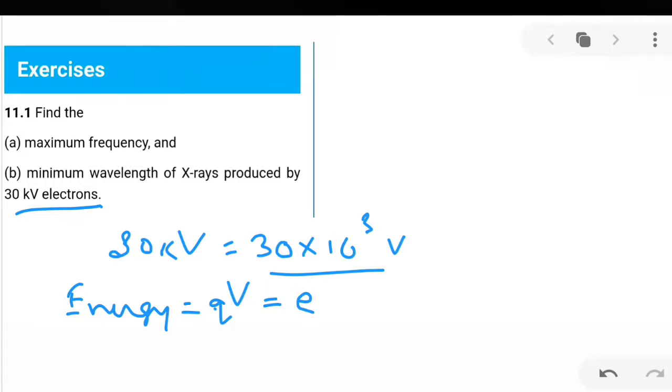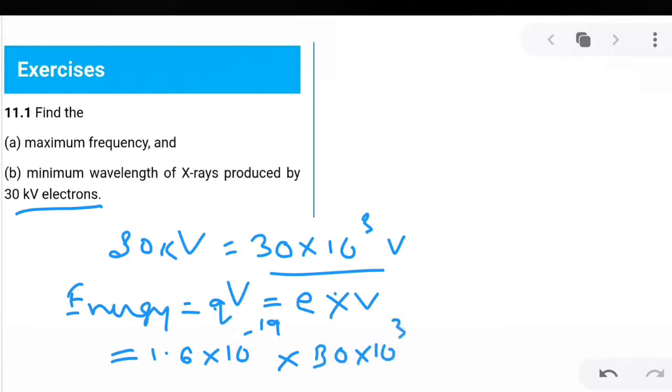So e into V. What is e? e is 1.6 into 10 power minus 19 into potential 30 kilovolt, so 30 into 10 power 3. This much joule is the energy E. Now energy is also equal to h nu, where nu is the frequency. So that gives nu is equal to E by h.